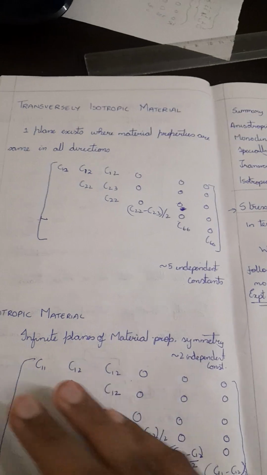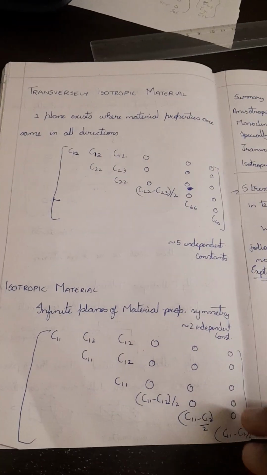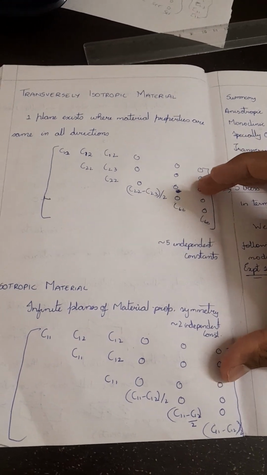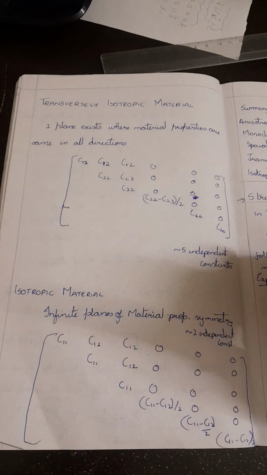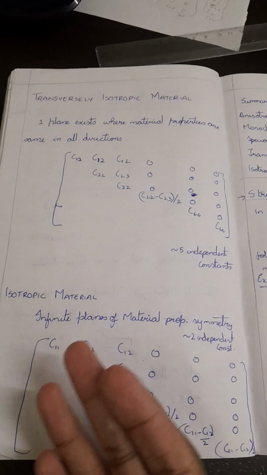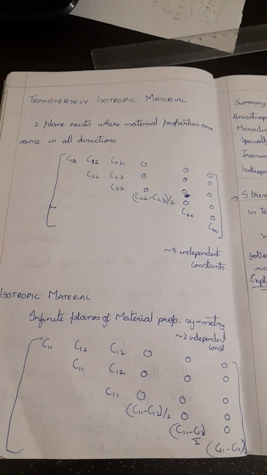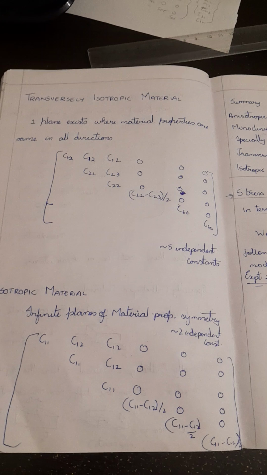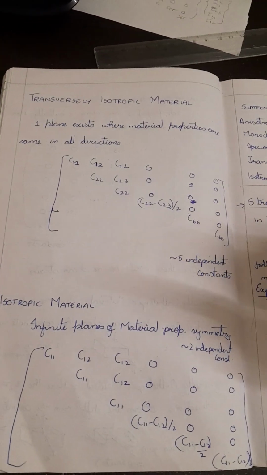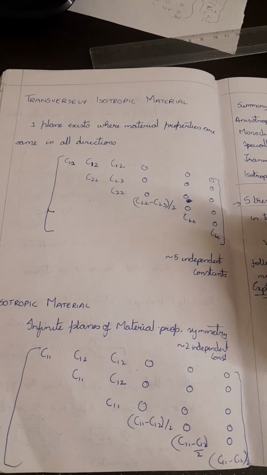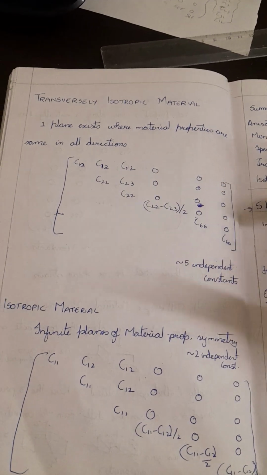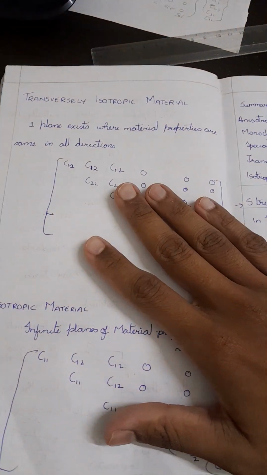Now, similarly, for a transversely isotropic material and an isotropic material, we've got these two relationships of the stiffness matrix. As I already told you in the previous video what an isotropic material means, it has infinite planes of symmetry. That is, wherever and whichever direction you observe, the material properties wouldn't change. When I talk about a transversely isotropic material, there's only one plane in which the material property is the same. It might be 1 2 or 2 3 or anything. So there's only one plane in which the property is the same.